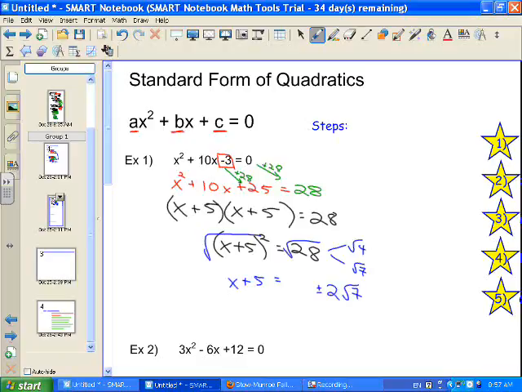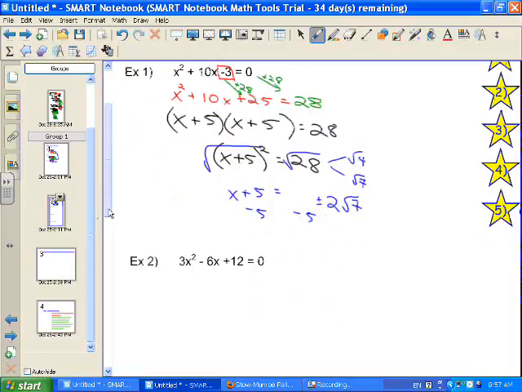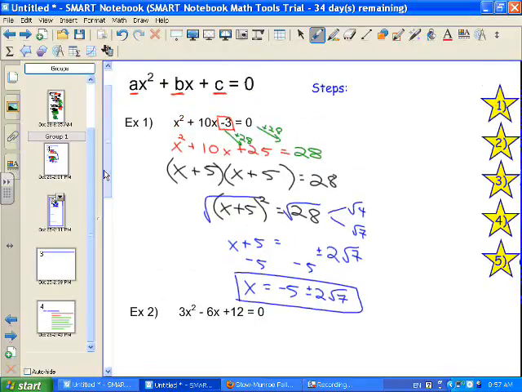Now what do I do to get x by itself? Subtract 5 from both sides. So I'm going to get x equals negative 5 plus or minus 2 square root of 7. Solve. Here I'm writing the square root. Yeah, I took the square root of all of this. So the square and the square root cancel out.